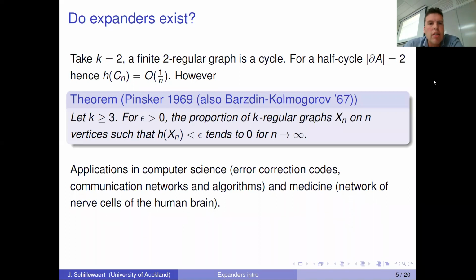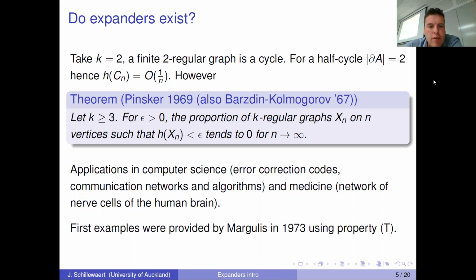Of course, this is all good and well. We have shown existence, but if you want to eat something, it's better that you get a dish in front of you than that somebody tells you that there's food somewhere. So what about explicit constructions? The first explicit examples were provided by Gregory Margulis, one of the greatest mathematicians of the 20th century, using the so-called Kazhdan property T, which is a fancy and important property that connects many areas of mathematics.